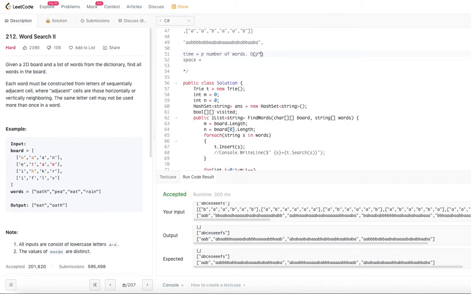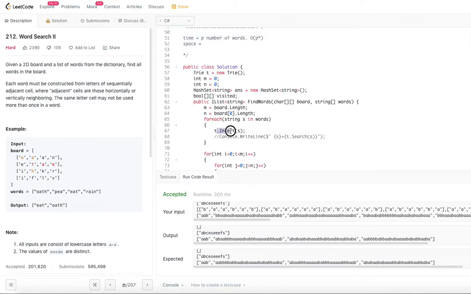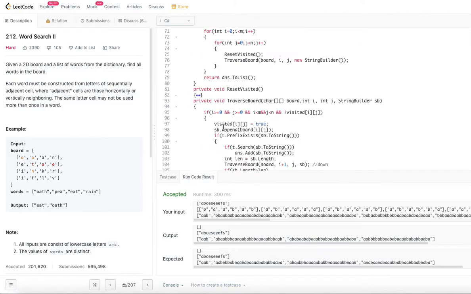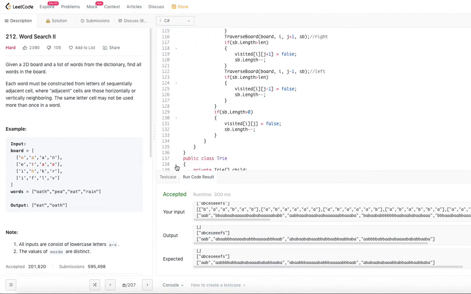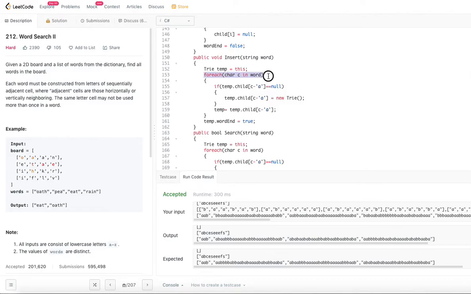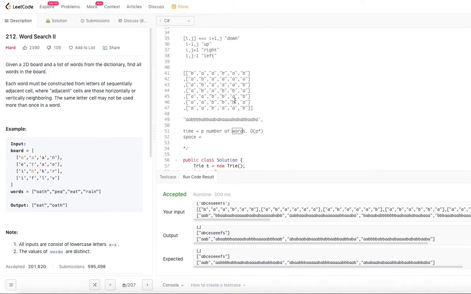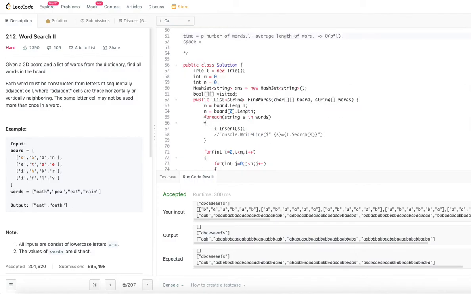But for each word we are going to take some time to insert. So how much time will the insert method take in general? It will take time equal to the word length. The words are given with variable length. Since we don't know, let's assume L is the average length of a word. So in that case, we will say order of p into L. That is the time complexity for this for loop, just to insert into the trie.